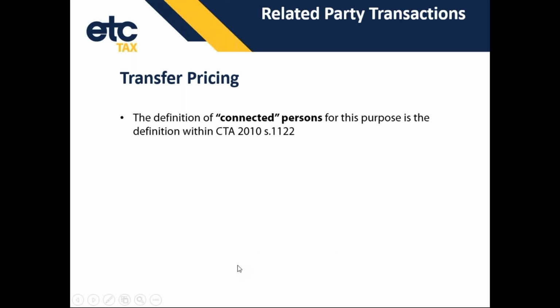For transfer pricing purposes, the definition of connected is the one found within section 1122 of CTA 2010. You can look at the definition yourself should you ever need to, but broadly, a company will be connected with another company if they're under common control.